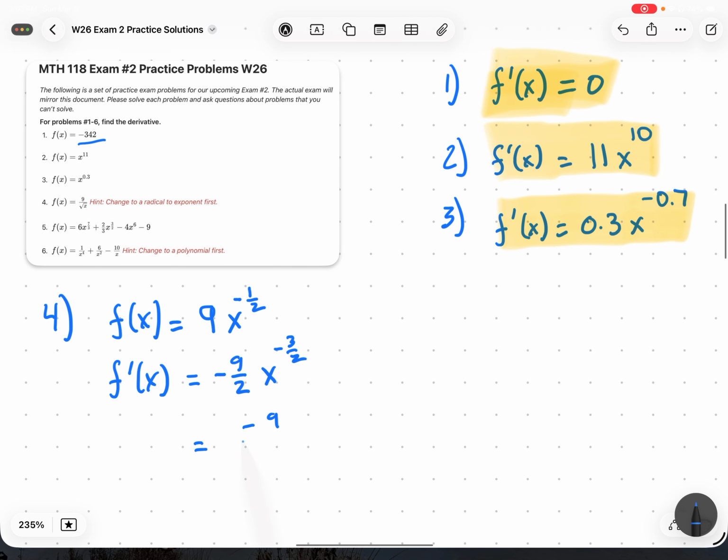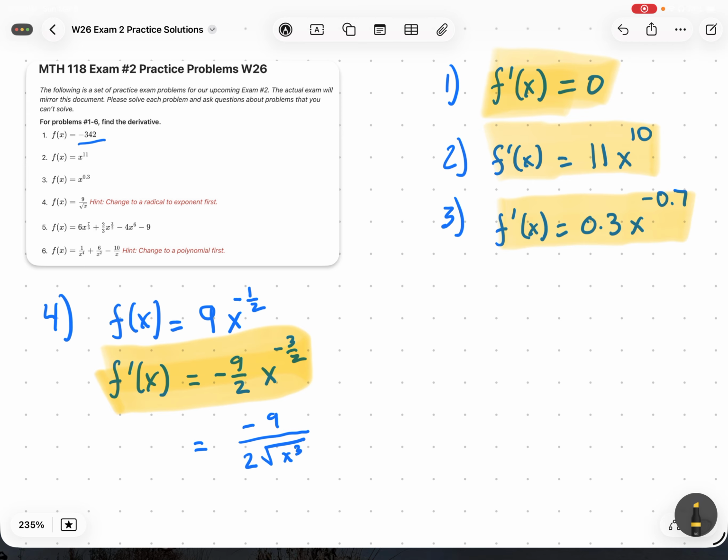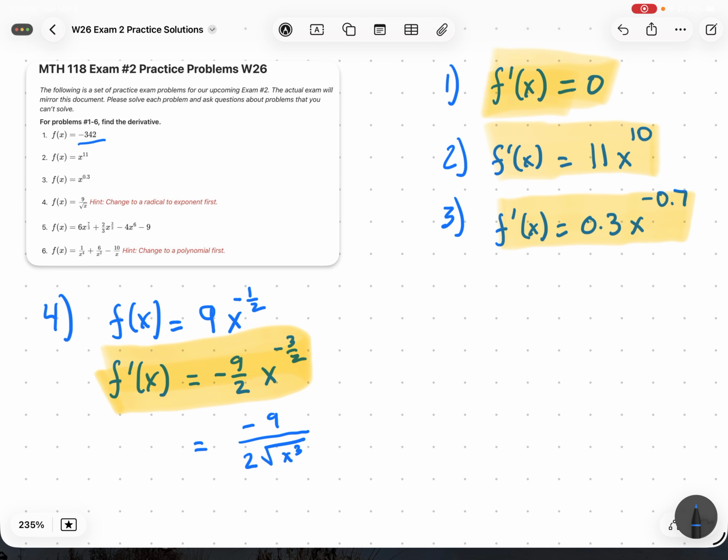Negative 9 over 2 times, what is this? The square root of x cubed. So if you wanted to rewrite it, you could. That's what it would end up looking like. But I am perfectly fine with you stopping here. For the purposes of our course, just being able to run through that power rule is all we need. We've got a couple more polynomials here that we'll run through, and then this first video will be done.